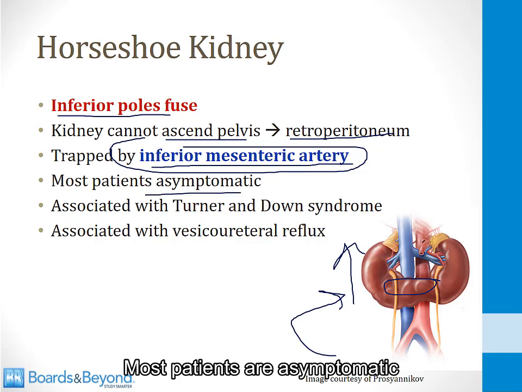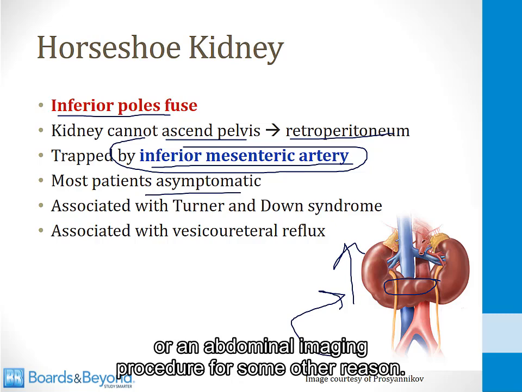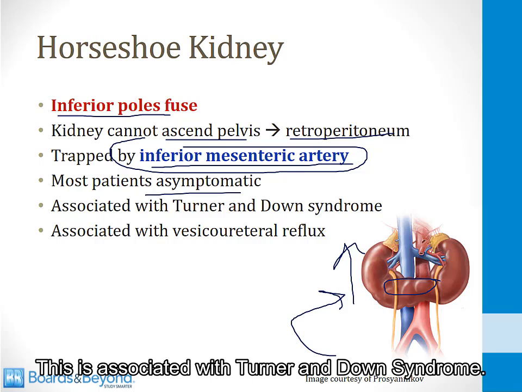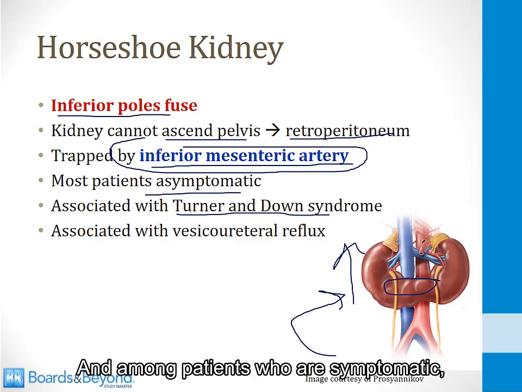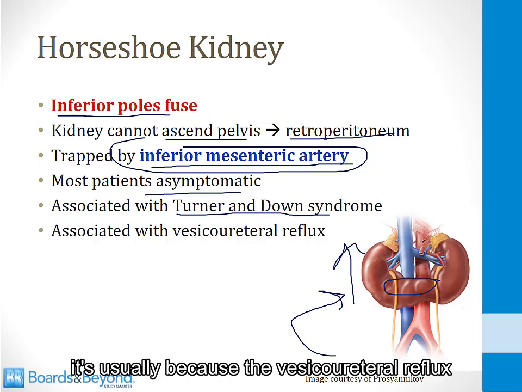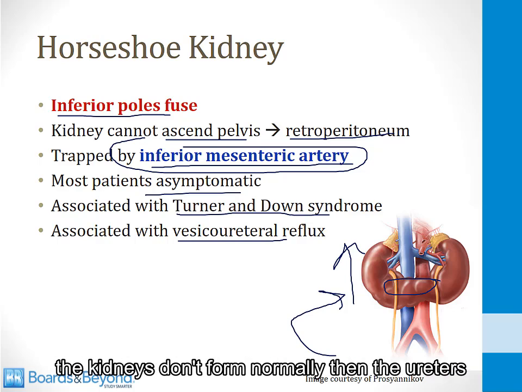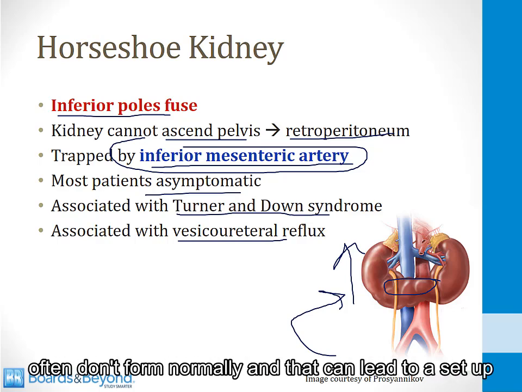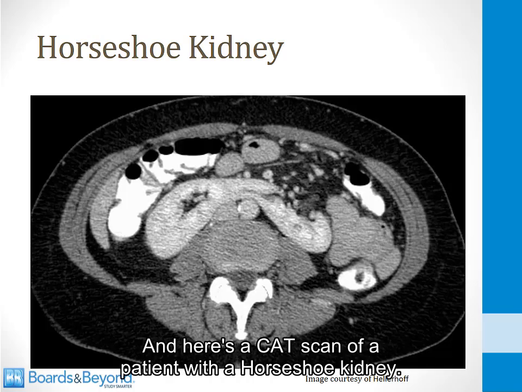Most patients are asymptomatic, and the condition is diagnosed when they have a CAT scan or an abdominal imaging procedure for some other reason. This is associated with Turner and Down syndrome. It's more likely to occur in patients with those conditions. Among patients who are symptomatic, it's usually because of vesicoureteral reflux, which I talked about earlier. Remember that anytime the kidneys don't form normally, then the ureters often don't form normally, and that can lead to a setup for reflux.